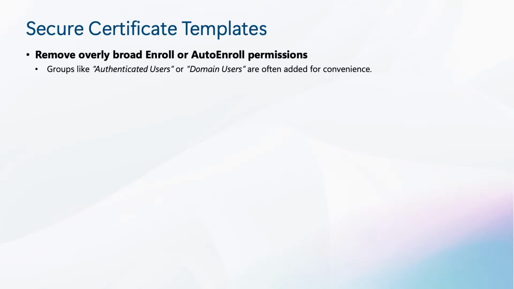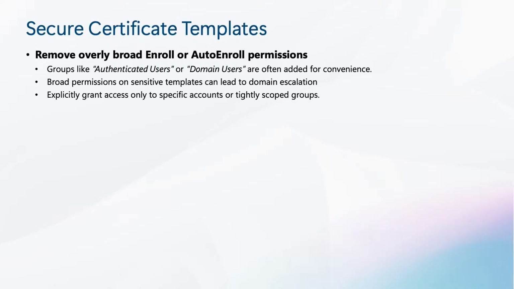The first one is certificate templates, because this is where a lot of problems start when not configured properly. Certificate templates are often set up quickly just to get things working, with overly broad permissions granted to large groups like authenticated users or domain users, even on sensitive templates. While that might seem convenient, it opens the door to domain escalation attacks. To avoid this, assign permissions only to specific accounts or tightly scoped custom groups.